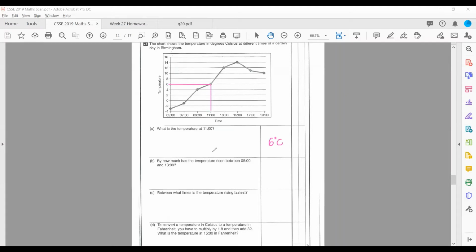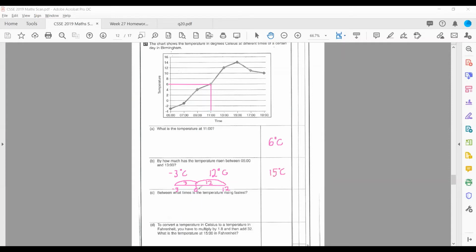By how much has the temperature risen between 0500 hours and 1300 hours? So at 0500 hours, the temperature was -3 degrees. And at 1300 hours, the temperature is 12 degrees. If you struggle with negative numbers, draw yourself a quick little number line, put 0 in the middle and work from there. So we started at -3, we end up at 12. -3 to 0 would be 3 degrees, and 0 to 12 would be 12 degrees. 12 plus 3 is 15 degrees Celsius.